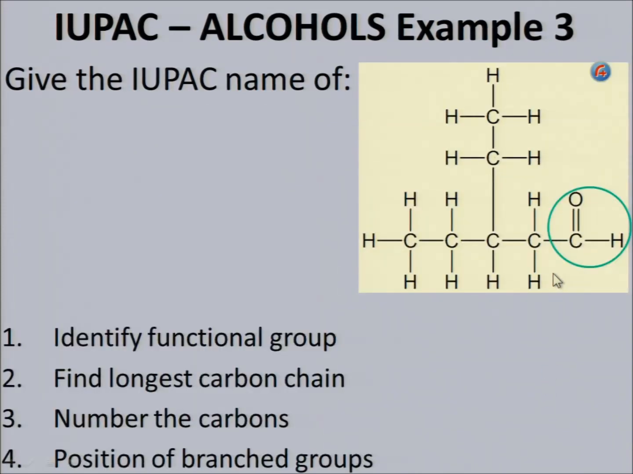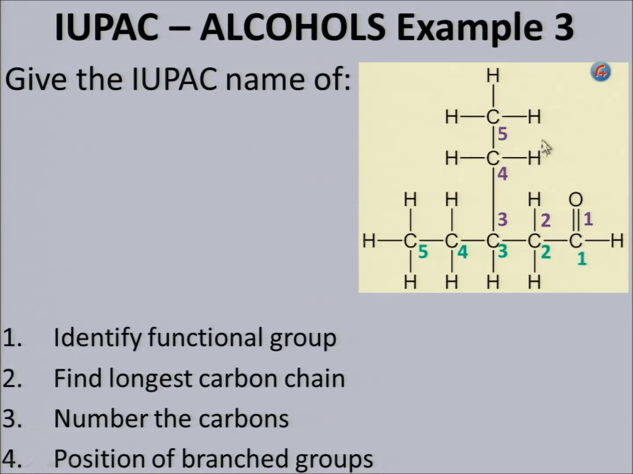First step, identify the functional group. There you see, aldehyde. Longest carbon chain. Let's count. 1, 2, 3, 4, 5. Now, remember, your aldehyde carbon is always number 1.